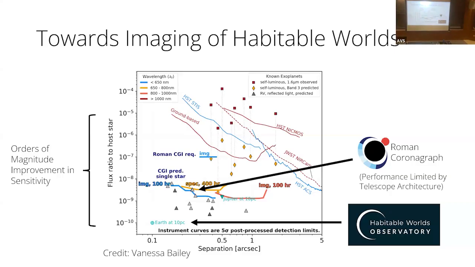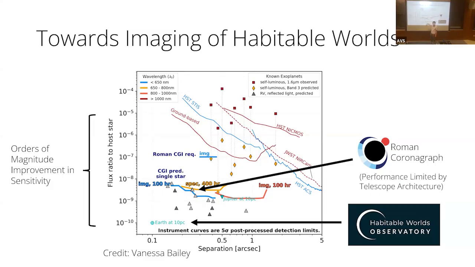So this is a bit of a technical plot, but you have to bear with me. On the y-axis, this is planet to star flux ratio. So how much fainter is a planet relative to its host star? And on the x-axis is distance from the star in arcseconds. Right now, with the state-of-the-art JWST and ground-based observatories, we're basically detecting planets about 1 million times fainter than its host star, 10 to the minus 6 times fainter, at about half an arcsecond in separation from its host star. That's the current state of the art.